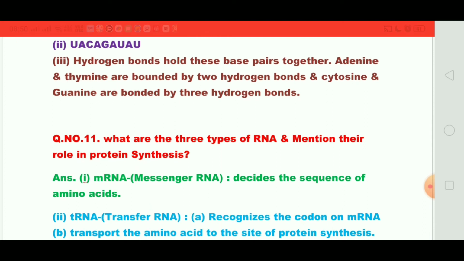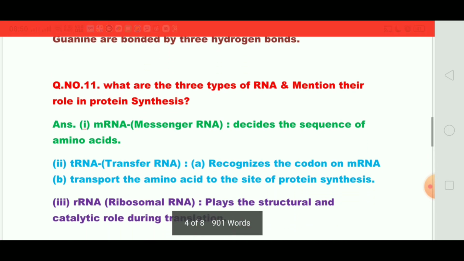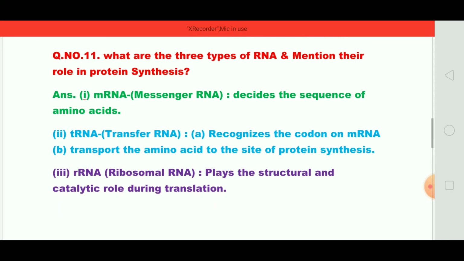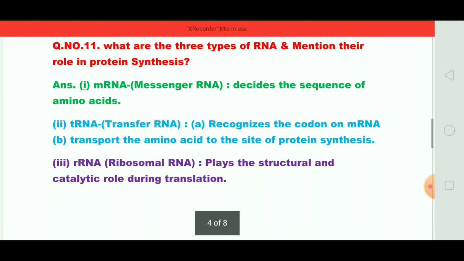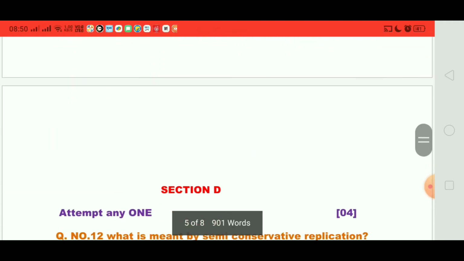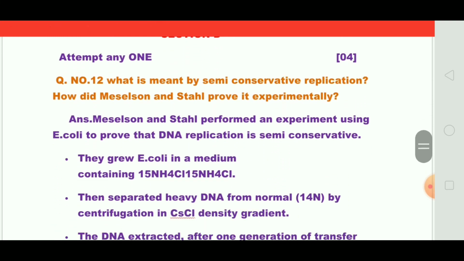Then question number 11. What are the 3 types of RNA? Mention their role in protein synthesis. mRNA, messenger RNA, decides the sequence of the amino acids. tRNA recognizes the codon on the mRNA and transports amino acids to the site of protein synthesis. rRNA plays a structural and catalytic role during translation. Then section D. Attempt any one of the below questions.